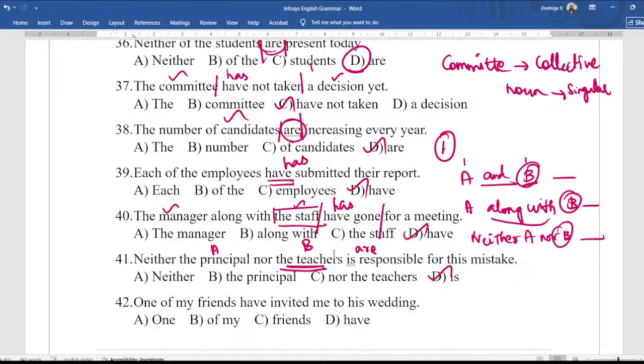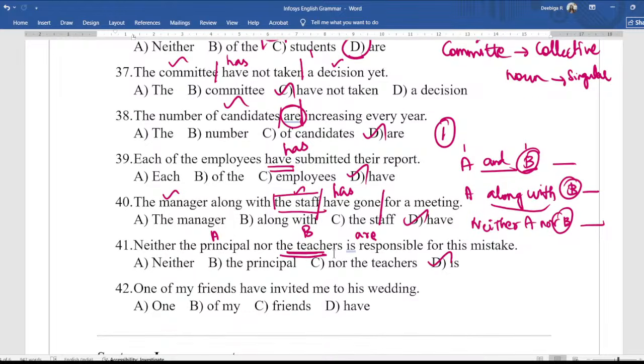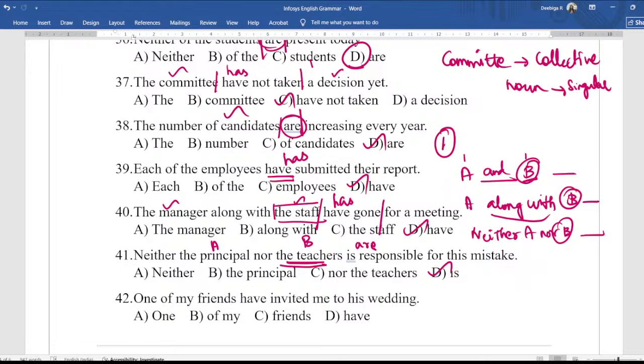One of my friends have invited me to his wedding. So here you might think friends is plural, so I can use have. This is pretty correct. What is wrong in this? You might think that way, but no. One of my friends, they're talking about a group of friends. Friends is basically a group. You have many people, right? And they're talking about one person in this group.